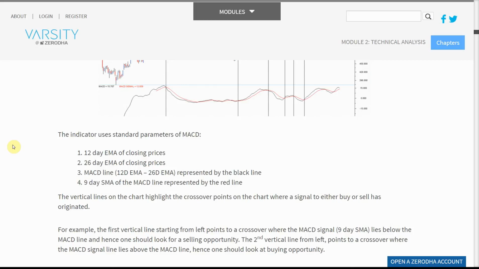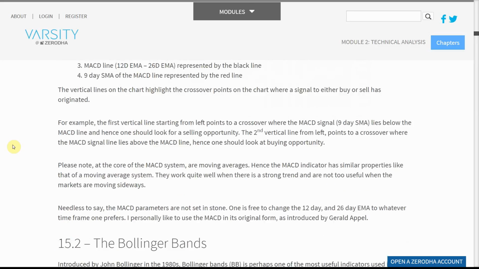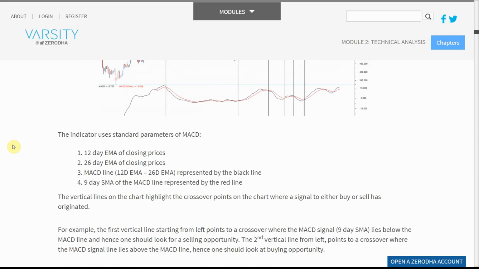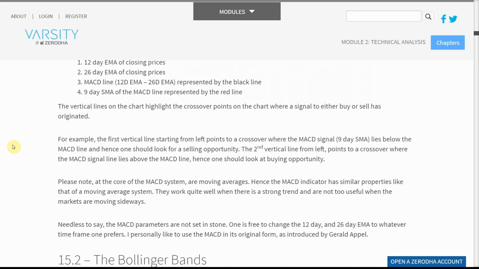The vertical lines on the chart highlight the crossover points where a signal to either buy or sell has originated. For example, the first vertical line starting from the left points to a crossover where the MACD signal line, the 9-day SMA, lies below the MACD line, and hence one should look for a selling opportunity. The second vertical line from the left points to a crossover where the MACD signal line lies above the MACD line. Hence one should look at a buying opportunity.